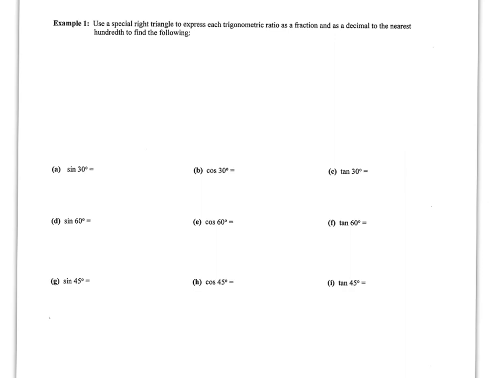Okay, so we are dealing with trigonometry with special right triangles. We're going to start with 30-degree angles. So let's start with a 30, 60, 90 triangle. I'm going to draw eventually 3 right triangles. I'm going to do that right now so that you can organize your notes, and I will organize my notes as well.